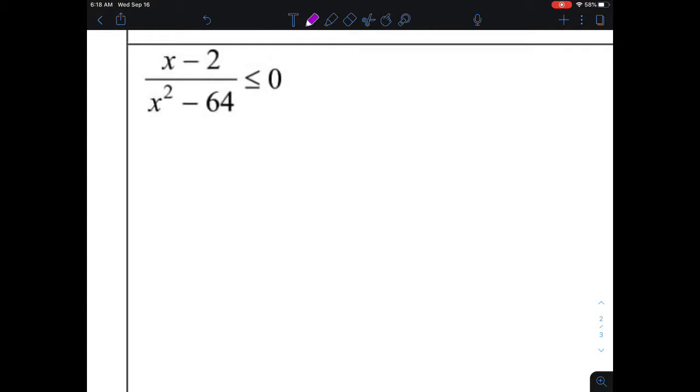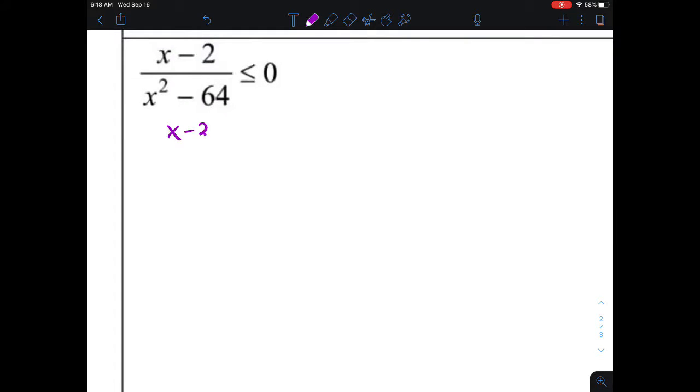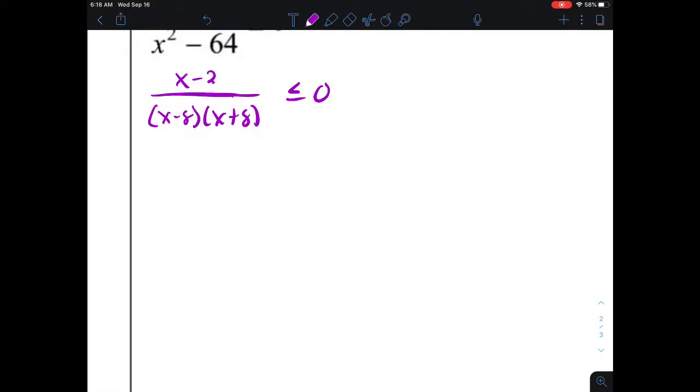All right, rational inequalities. They're similar in process to when we're solving polynomial inequalities. The difference is that we're going to have some undefined values we have to be wary of. What you want to do is fully factor your problem. So I factor my denominator to be x minus 8 times x plus 8. Now you find all of your zeros and your places where you're undefined. Put them in order. So negative 8, positive 8, and 2.